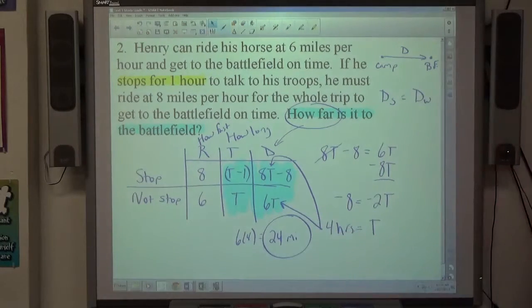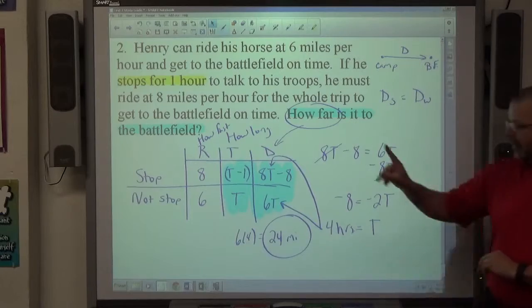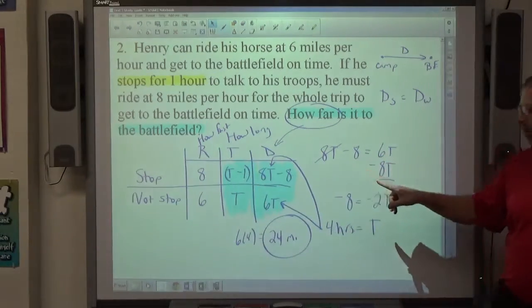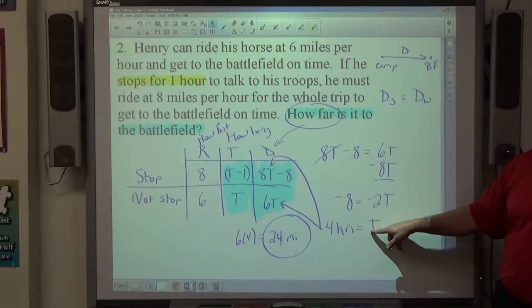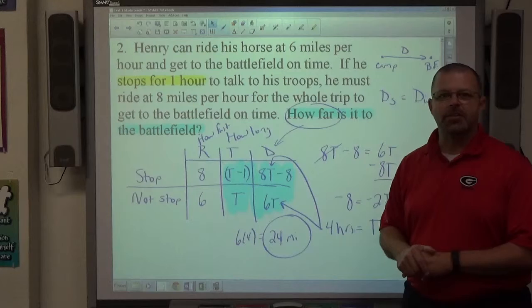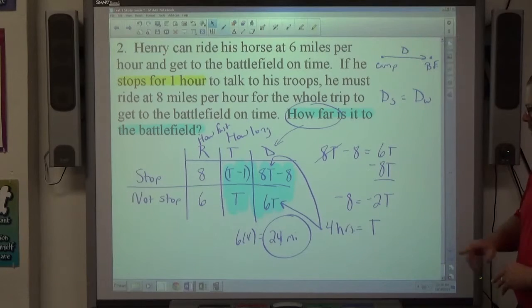So be careful that you actually go all the way to the end of this problem, answer the question they ask. Most people get it wrong, put a +1 instead of a -1. The second most common thing they do wrong is they stop here and say t equals 4 hours because they got an answer. It's just not the one they're asking for. So be careful that you do go all the way to the end of this problem. Give me the distance to the battle, not how much time it takes to get there.